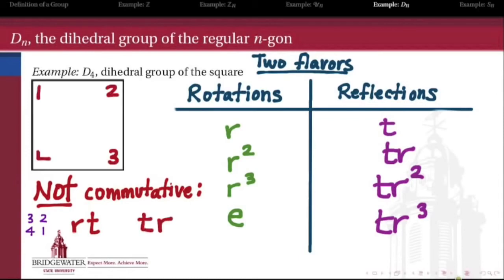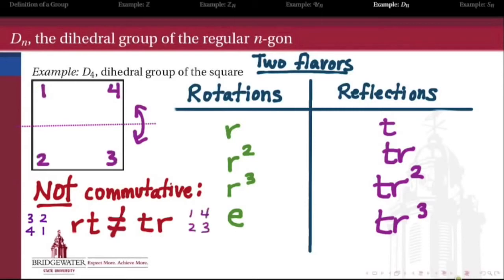What about TR? If I start with 1, 2, 3, 4 again, and I first apply R, the rotation by 90 degrees, then I end up with the labels 2, 3, 4, 1. Then, applying my reflection T across the horizontal axis, I end up with 1, 4, 3, 2. So the net result of doing TR, which is rotate first, then reflect, is different than the effect of doing RT, which is reflect first, then rotate. So clearly this is not an abelian group, because these two elements, R and T, don't commute with one another.